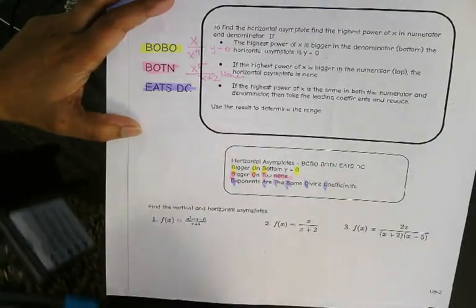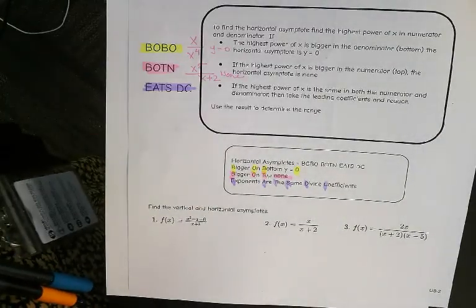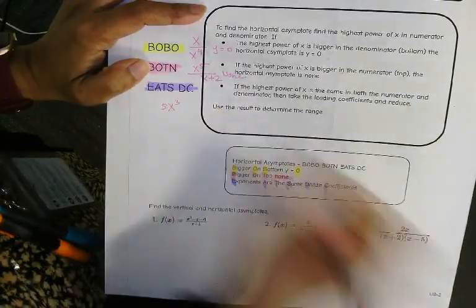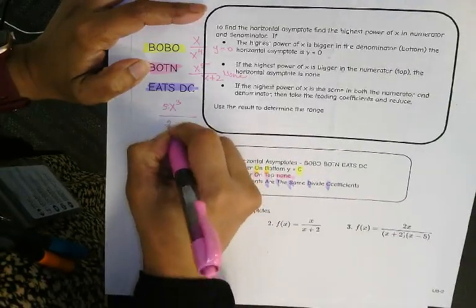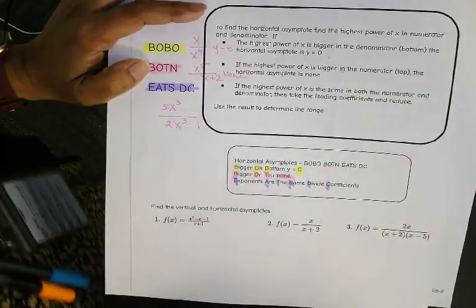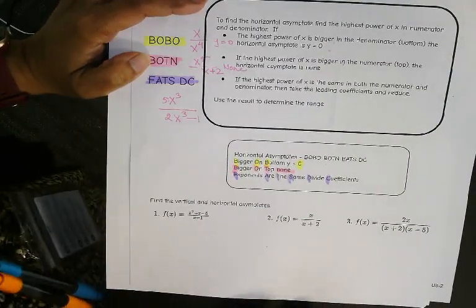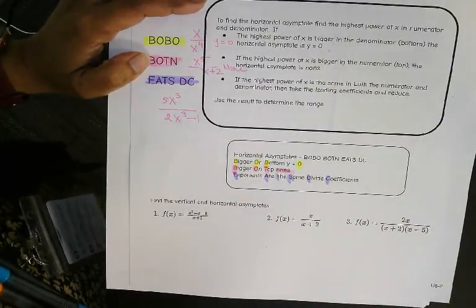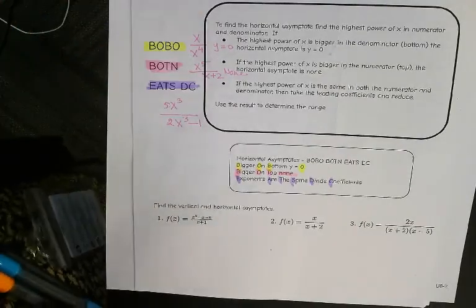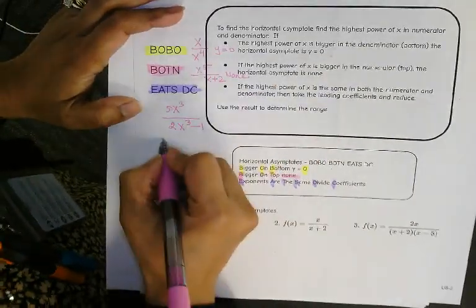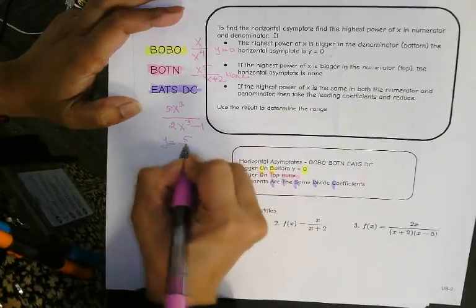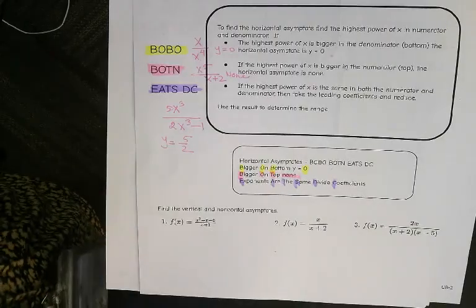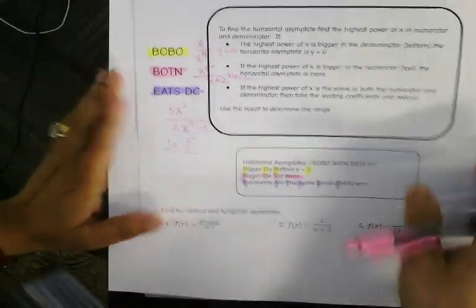Now the "it's DC" is that if both of them have the same exponent. So I have 5x cubed over 2x cubed minus 1. I'm just giving an example. Does the leading term have the exact same exponents? If they have the exact same exponent, your horizontal asymptote is going to be y equal to 5 over 2. You're just going to take the coefficients of both of them. All right? Let's do some problems that are already given for us.